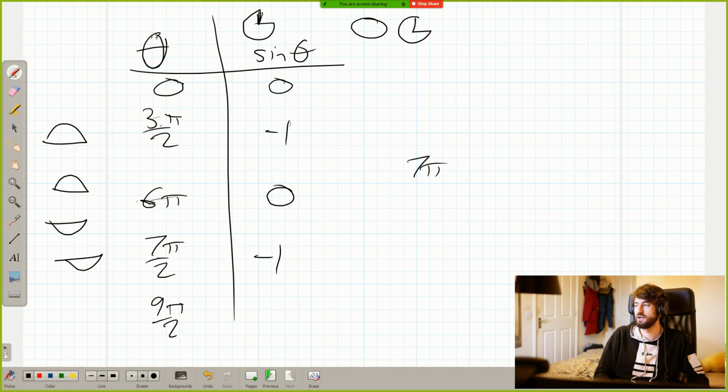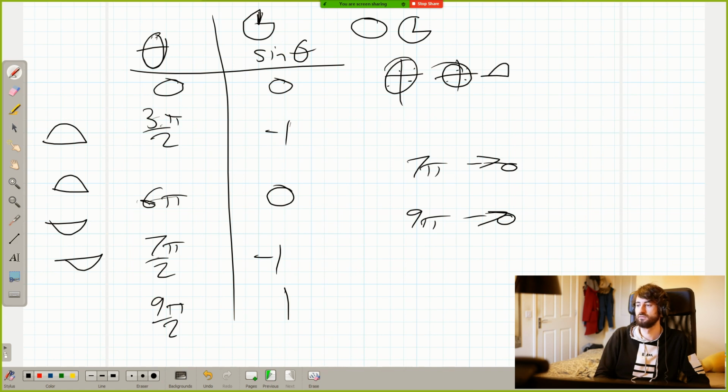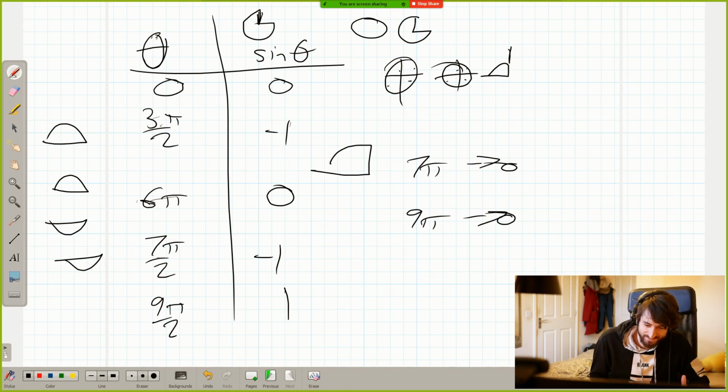Right, so 7 pi, 0. 9 pi, 0. 9 pi over 2, that's 1, because it's 2 full circles, you know. That's 1, 2, 3, 4, 5, 6, 7, 8, 9. So it's 1. Right? Hope you all get that.